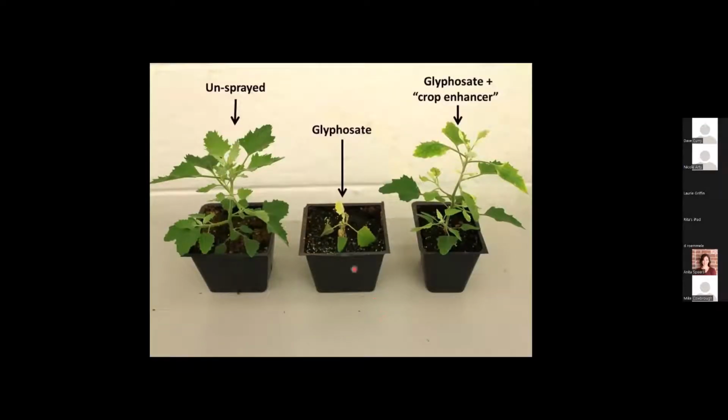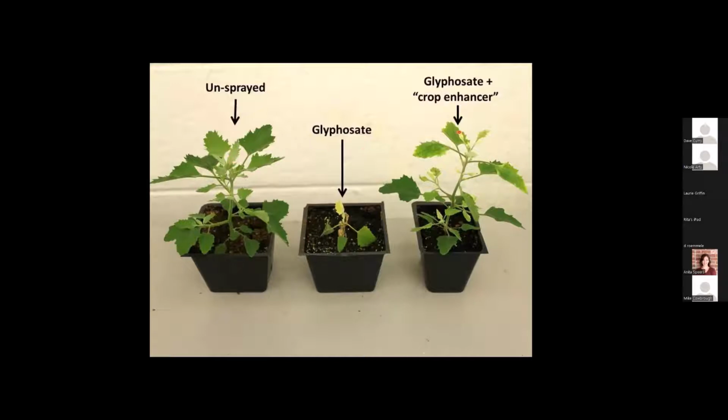What you're seeing on your screen here is, in the middle, a lamb's quarter plant sprayed with glyphosate. This is about 7 to 10 days after application. That's what we expect to see. We expect to see death. Now, on the right-hand side, you'll notice that that lamb's quarter plant is not dying. In fact, it looks almost identical to the unsprayed lamb's quarters plant.